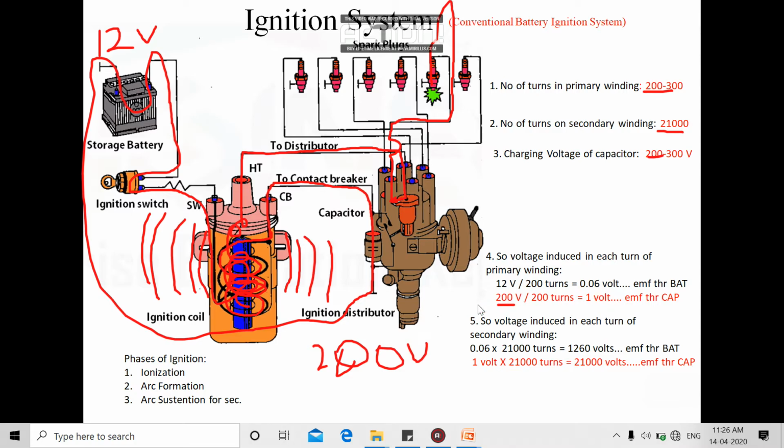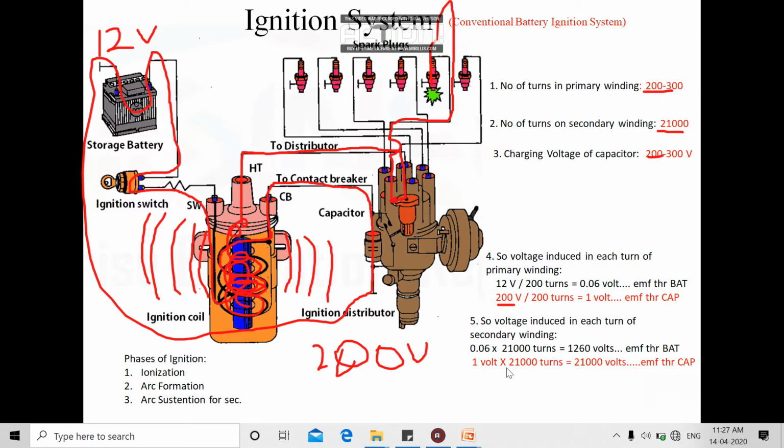Okay, now the question is, what is the voltage induced in each turn of the secondary winding? How much voltage develops in each turn of the secondary winding? It is also 1 volt, because the 1 volt developed in the primary winding is conveyed to the secondary winding. So how much total voltage develops across the secondary winding?